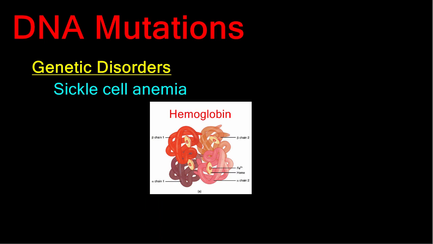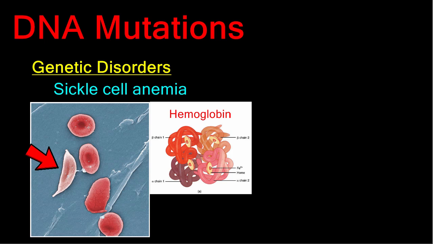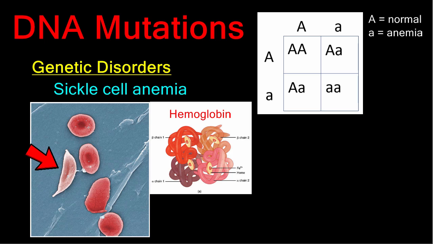Sickle cell anemia is caused by a mutation to the gene coding for hemoglobin, a protein in blood that carries oxygen. In people affected by sickle cell anemia, the blood cells take on a sickle shape and have a greatly reduced ability to carry oxygen. Sickle cell anemia is a recessive disorder. For people who are homozygous recessive for sickle cell, the condition is usually deadly.